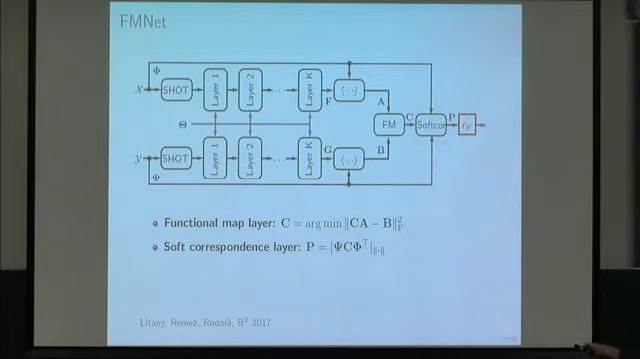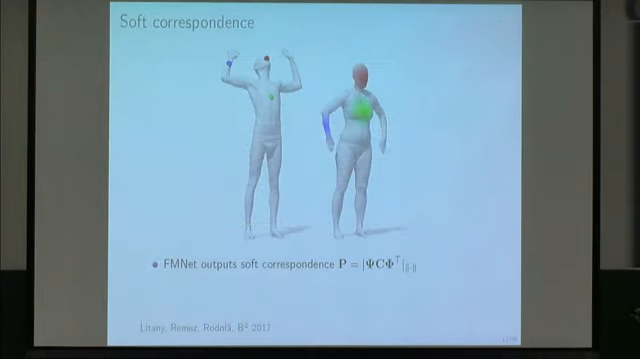And if I normalize the columns of this matrix, it might have negative values, so I have to take the absolute value. If I normalize the columns, I can think of it as the probability distribution of a point on the shape x to be mapped to some point on the shape y. It will look like something blurred because I'm just keeping the k lowest frequencies.